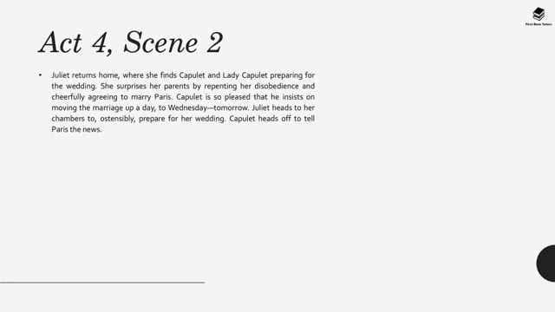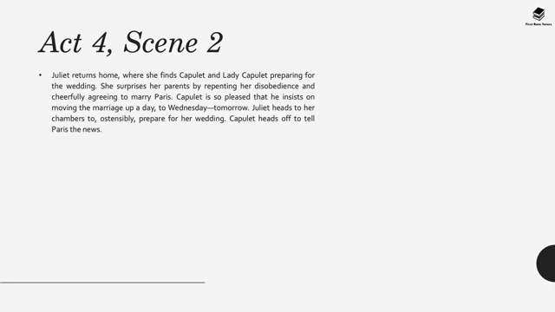Now with the sleeping potion in Act 4, Scene 2, Juliet gets home, where she finds Capulet and Lady Capulet preparing for the wedding. She surprises her parents by repenting for her disobedience and cheerfully agreeing to marry Paris. Lord Capulet is so pleased that he insists on moving the marriage up a day, to Wednesday, which is the day that will follow.